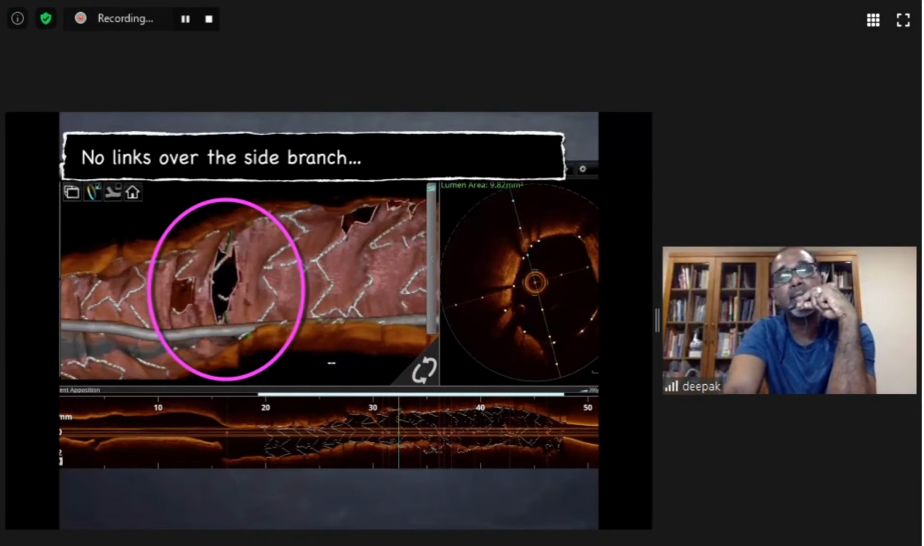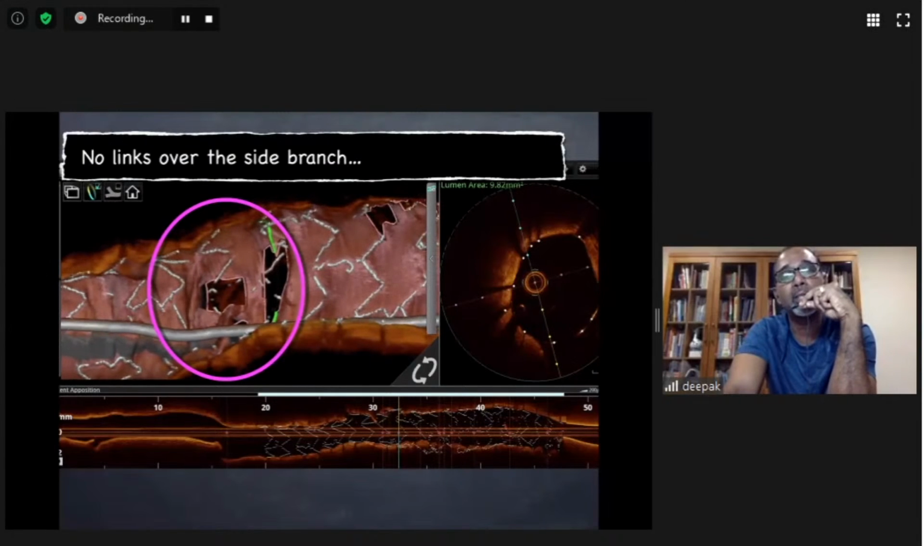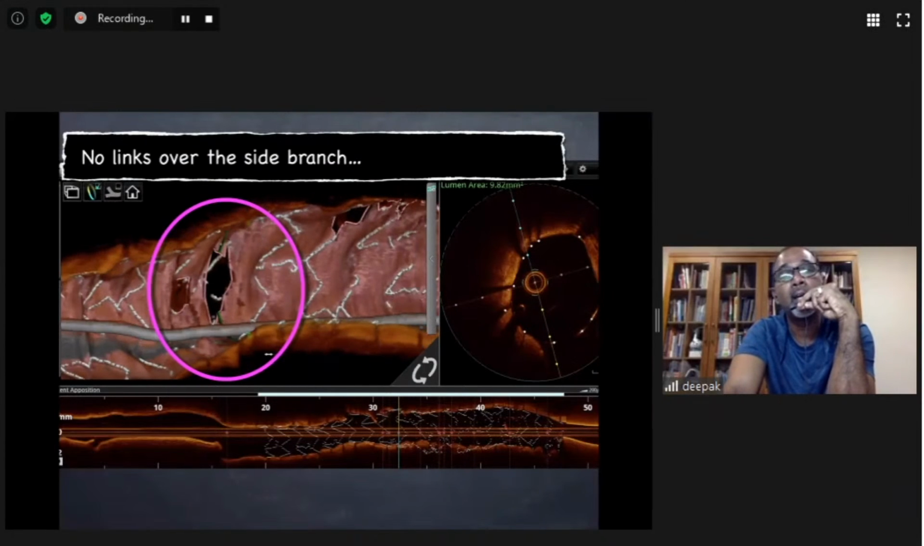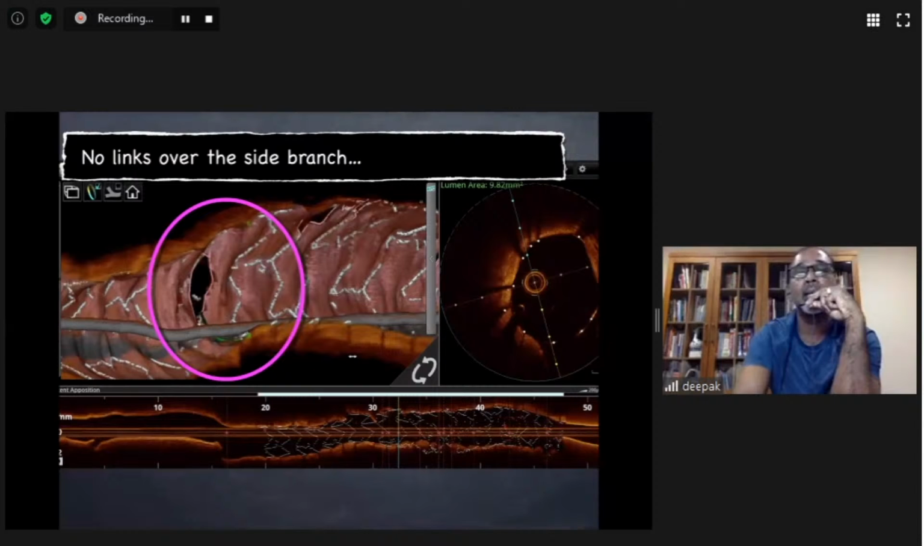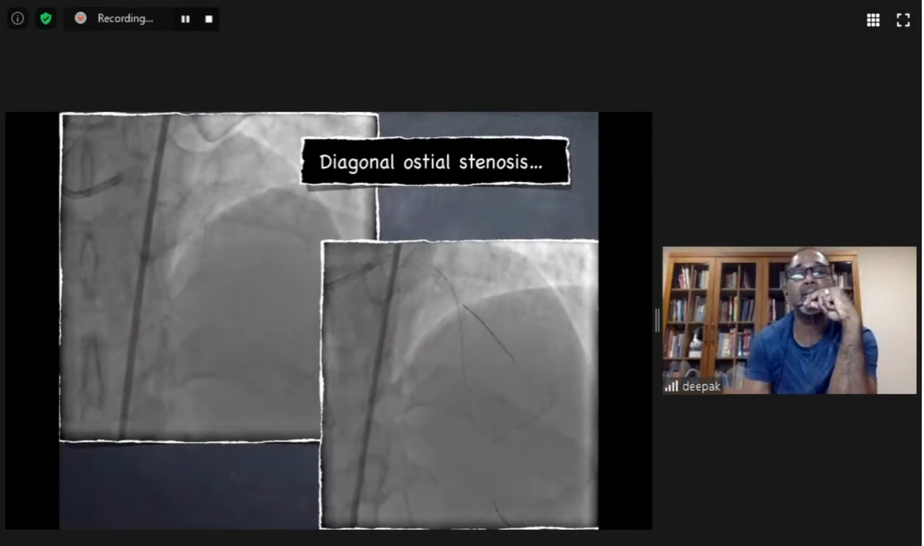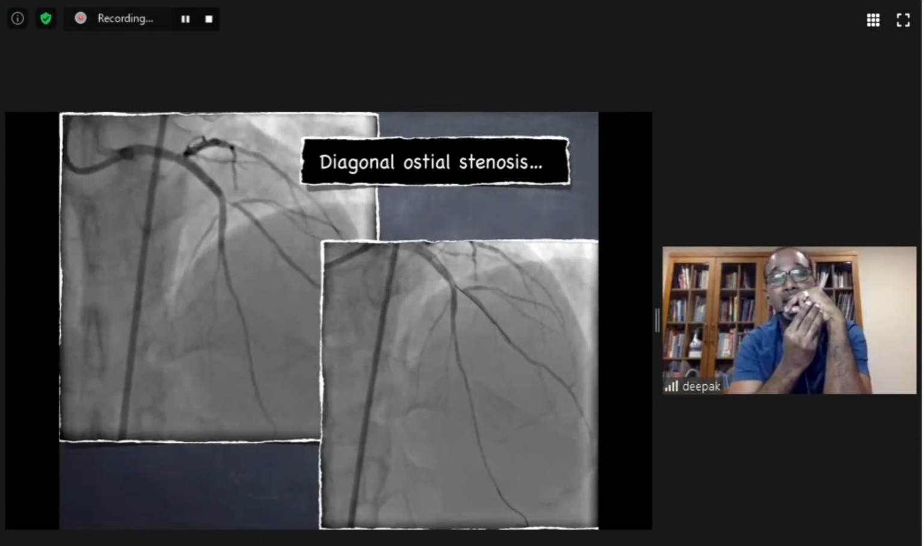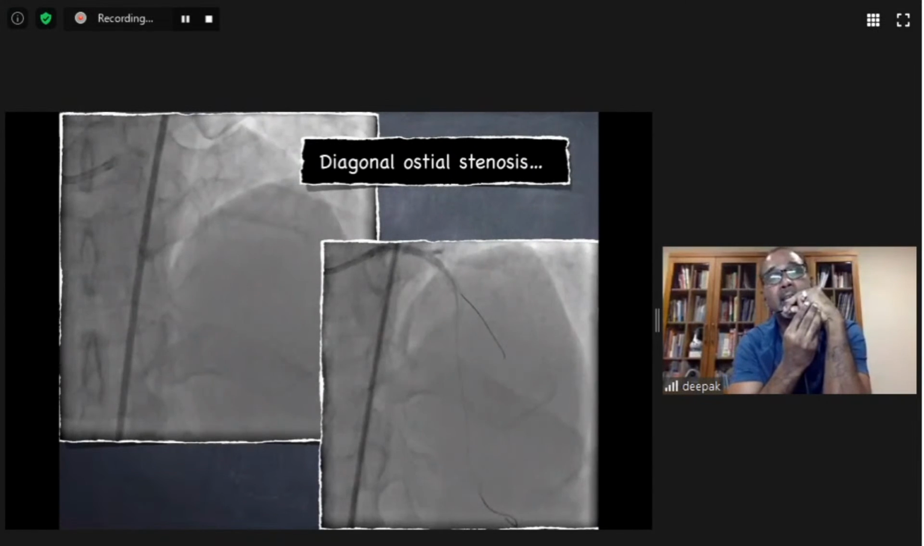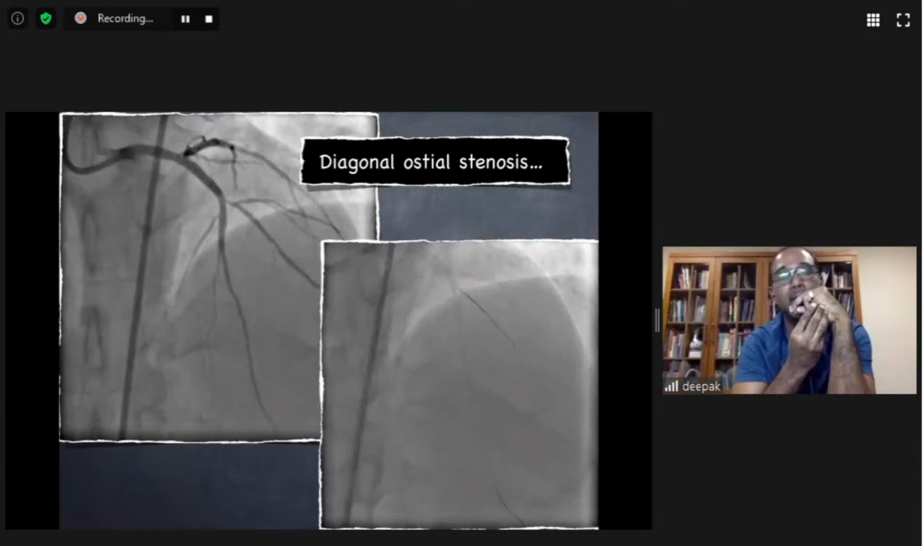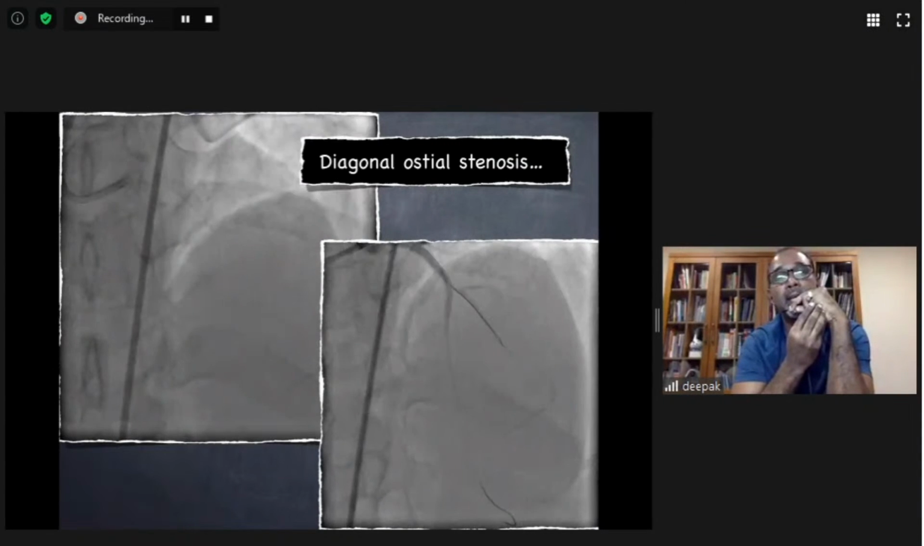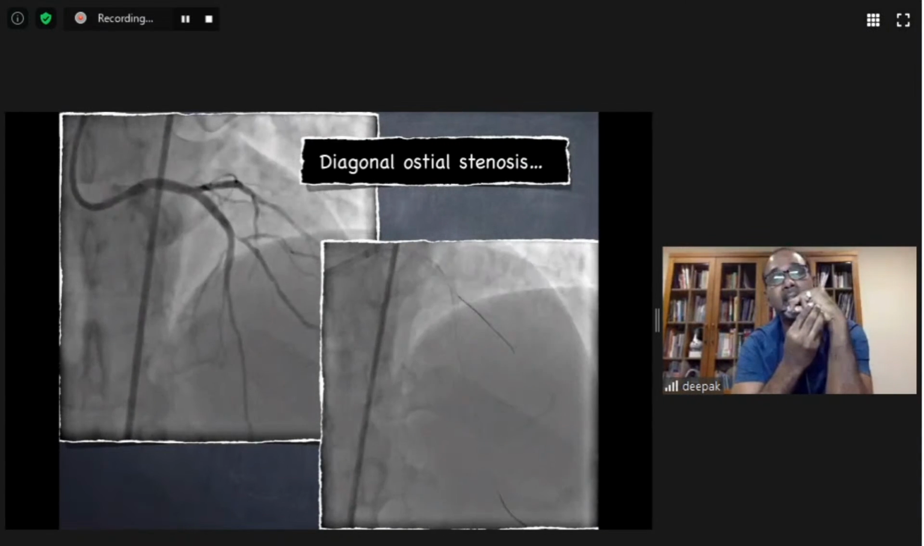You can also see that there are some crowns across the ostium, but there is no link over there. So this is just to give you an idea regarding following a bifurcation stenting. You do an OCT, you get an idea regarding what exactly is happening at the ostium, whether there are any links, whether the ostium is looking good in situations where angiographic results are not really satisfying.